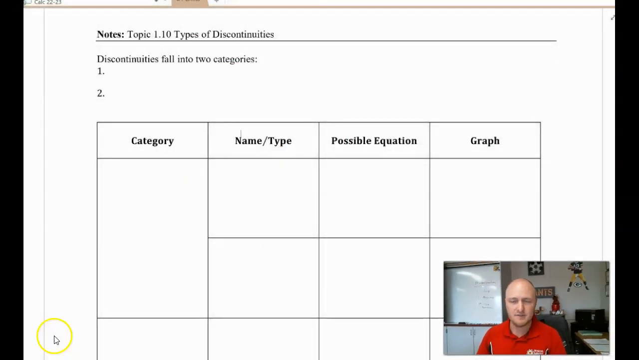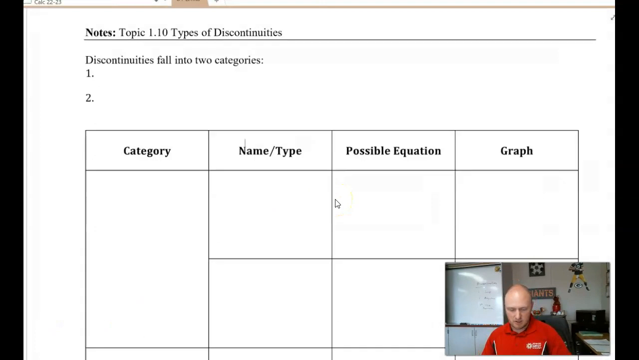This is 1-4 for AP Calculus, and we are going to talk discontinuities today. We've kind of already loosely talked about this idea of functions being continuous, right? If I can draw the function without lifting my pencil, it's continuous. But I specifically want to call out discontinuities in graphs.